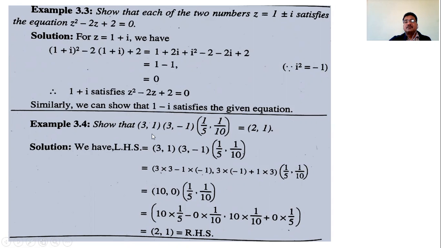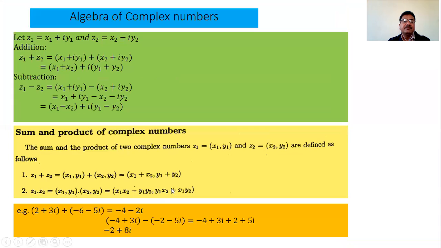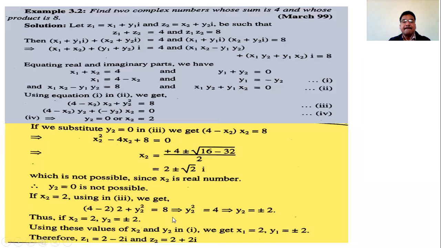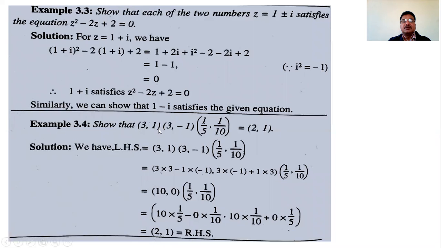That is, multiply these three complex numbers, and these are in the form of ordered pairs. So first multiply any two, suppose the first two, then we have this answer 10, 0, and then multiply these two. Here is the use of this multiplication. Or we can express this number as 3 plus i, this is 3 minus i, 3 plus i, 3 minus i into 1 by 5 plus 1 by 10 i, and then the answer is 2 plus i.